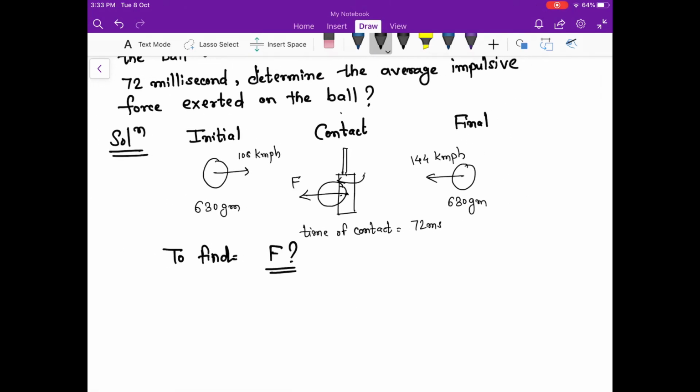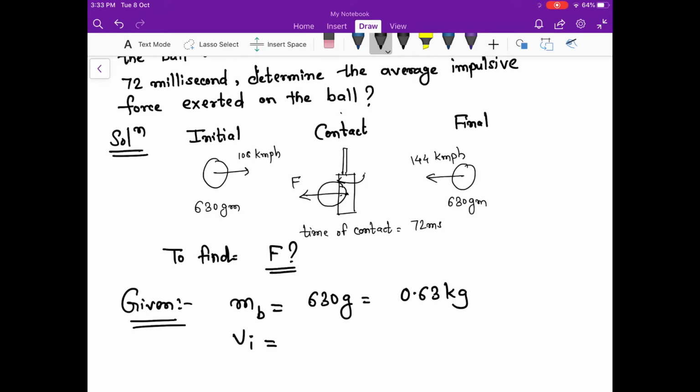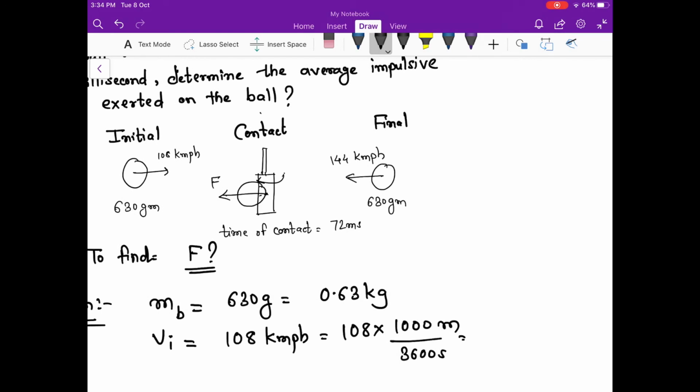So let us consolidate all the given data, right? What is given is the mass of the ball, that is 630 gram. Before solving the problem, whatever data is given, we will convert all the data into SI units, so that there is no problem afterwards, right? The SI unit for mass is kg, so it is 0.63 kg. The initial velocity of the ball is given as 108 km per hour. The standard unit is meter per second, so 1 kilometer is 1000 meter, and 1 hour is 3600 seconds. If you do the calculation, you will get 30 meter per second. This is the initial velocity.